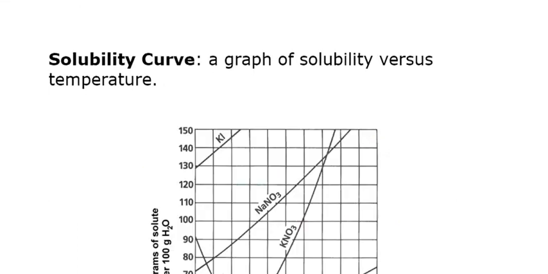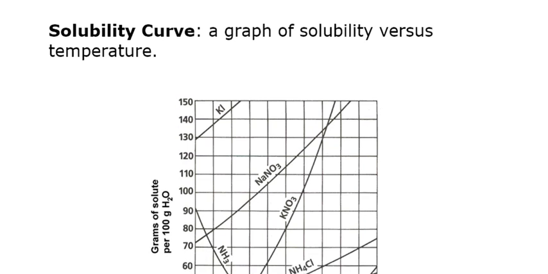Now what we're going to do is look at measurements of solubility, and they're on things called solubility curves. They measure solubility versus temperature. So on this curve here, we'll look at both scales before we start. On the y-axis, it has grams of solute per 100 grams of water. So it's grams of your solute divided by 100 grams of water.